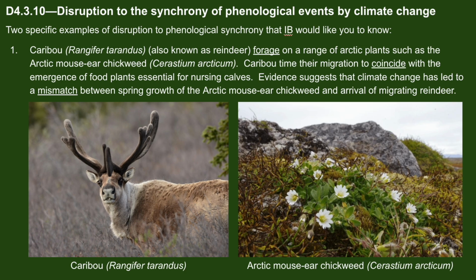Okay, two specific examples of these disruptions. Caribou forage on a range of Arctic plants, such as the Arctic mouse-ear chickweed. Caribou time their migration to coincide with the emergence of these food plants, which are essential for nursing calves. Evidence is suggesting that climate change has led to a mismatch between the spring growth of the Arctic mouse-ear chickweed and the arrival of those migrating reindeer.